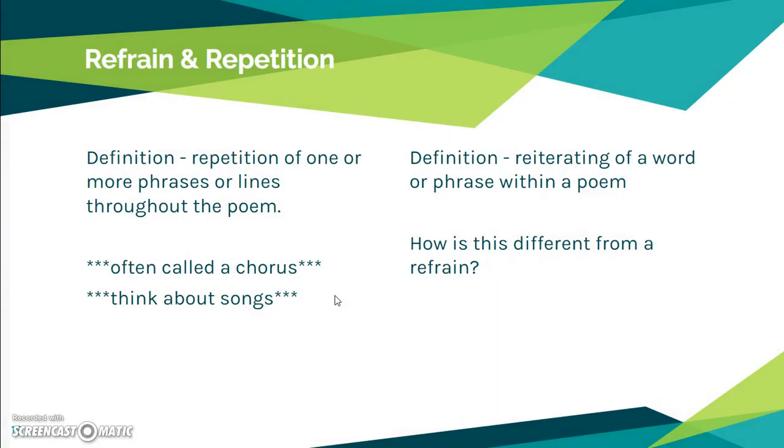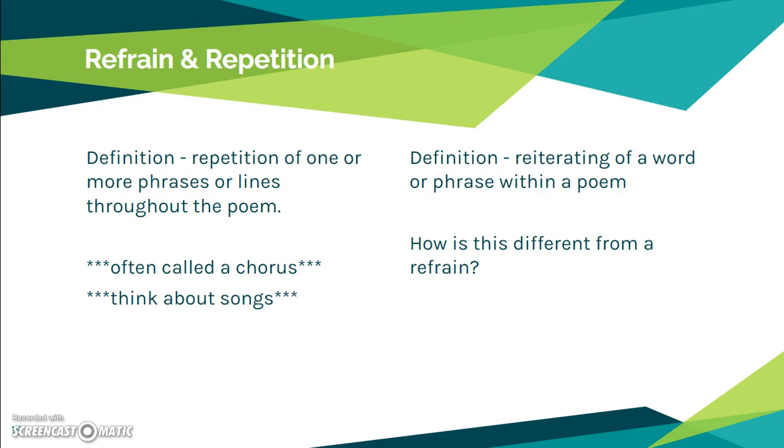Okay, refrain and repetition. Refrain is a repetition of one or more phrases or lines throughout the poem. It's what we call normally a chorus. And if you think about songs, you always have that one verse or refrain that is repeated throughout the song. Authors do it in poetry as well. Okay, repetition. The definition is reiterating of a word or phrase within a poem.